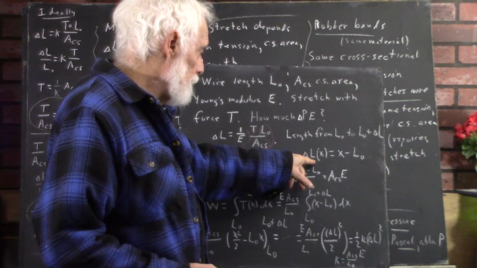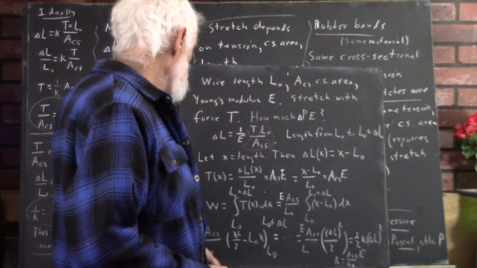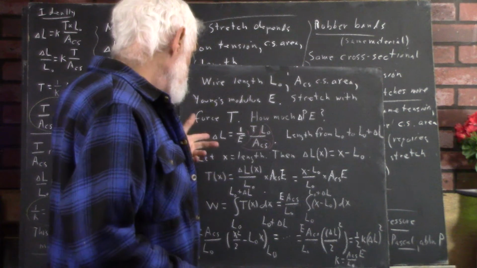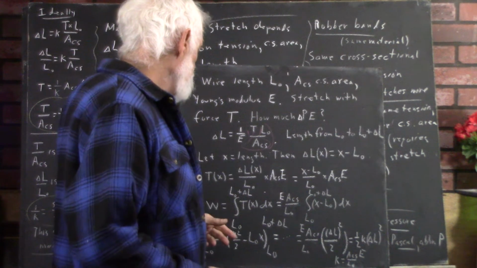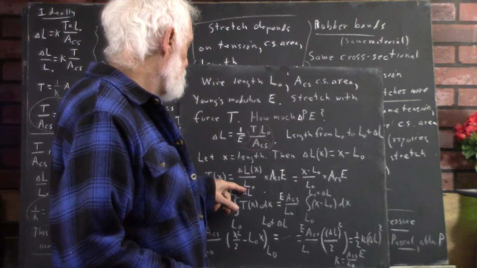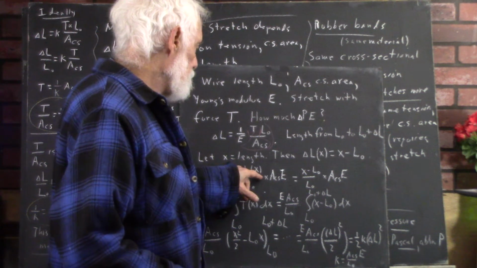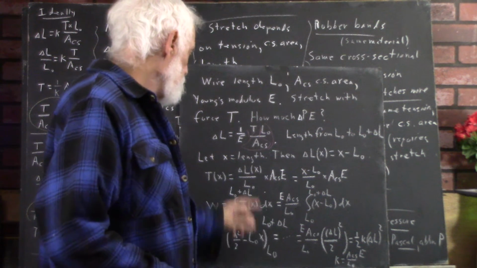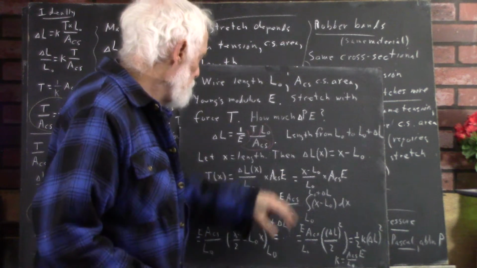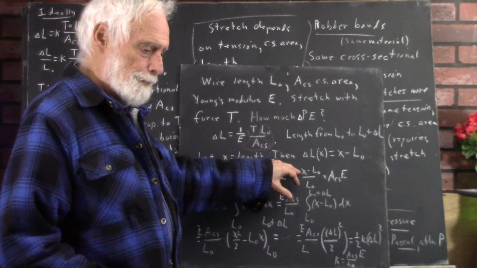So your delta L of x, again, being defined to be x minus L naught. Your tension, if we solve this equation for T, it turns out then to be your delta L over L naught times your ACS times E, where this is delta L of x. And delta L of x is this expression. So here we have the relationship between tension and x.